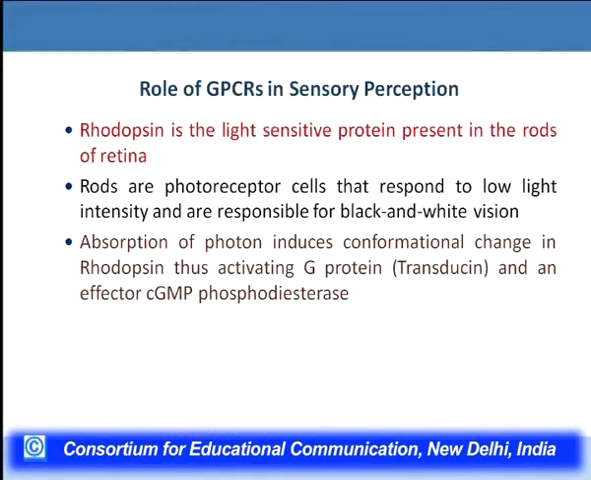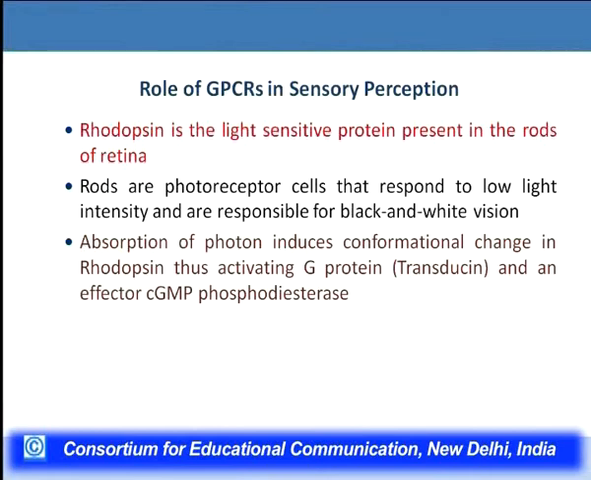These GPCRs, as we know them, are also responsible for sensory perception. They have a role to play in sensory perception. For example, we know of rhodopsin, which is a light sensitive protein present in the rod cells of the retina, and as we know, rod cells are responsible for black and white vision in the organism. These rods are photoreceptor cells which respond to low light intensity and help in discerning the black and white coloration of the surroundings.